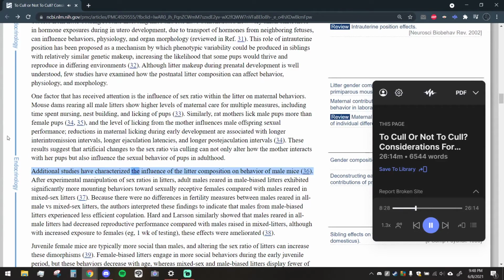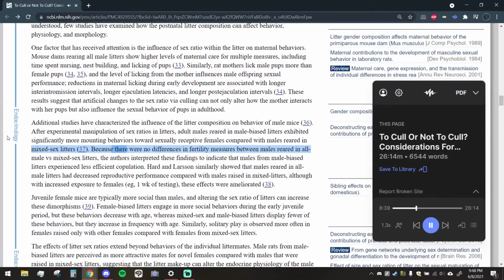Additional studies have characterized the influence of the litter composition on behavior of male mice. After experimental manipulation of sex ratios in litters, adult males reared in male-biased litters exhibited significantly more mounting behaviors towards sexually receptive females compared with males reared in mixed-sex litters. Because there were no differences in fertility measures between males reared in all-male versus mixed-sex litters, the authors interpreted these findings to indicate that males from male-biased litters experienced less efficient copulation. Hard and Larson similarly showed that males reared in all-male litters had decreased reproductive performance compared with males raised in mixed litters, although with increased exposure to females, e.g., 1 week of testing, these effects were ameliorated.